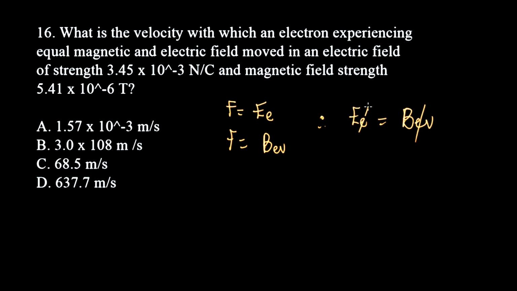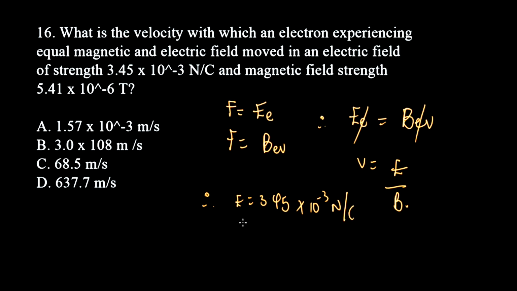So this cancels out, right? So we have the velocity equals E over B. Therefore, we have that our E equals 3.45 times 10 raised to power minus 3 Newton per coulomb, and we have our B equals 5.41 times 10 raised to power minus 6 Tesla.